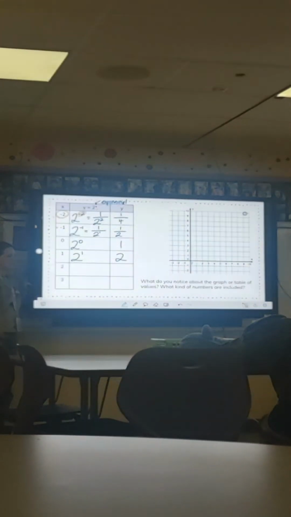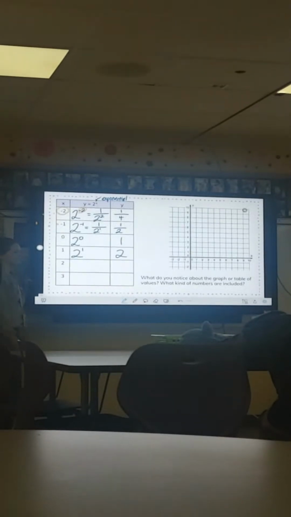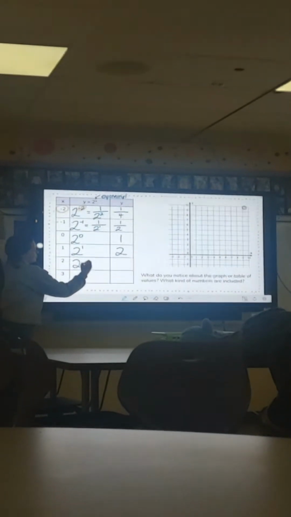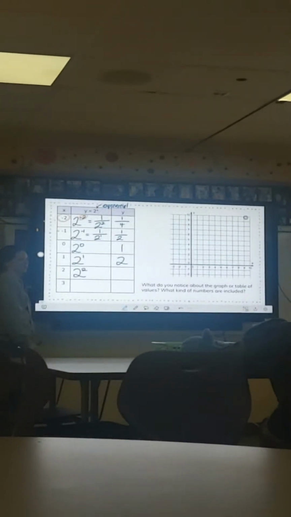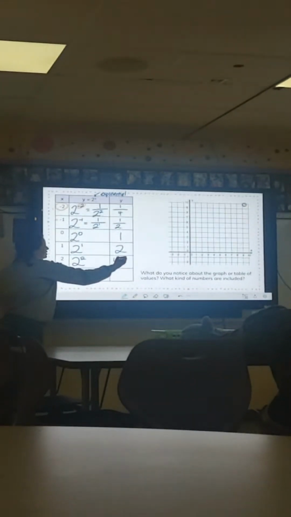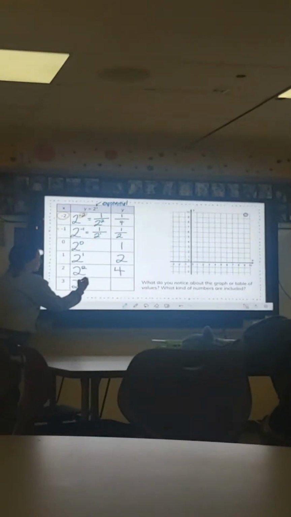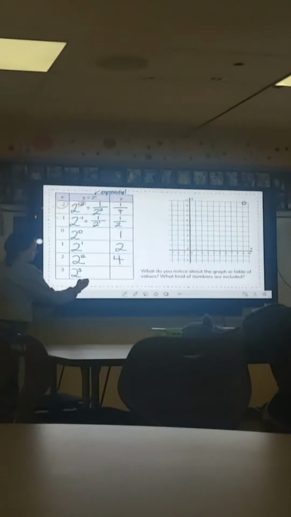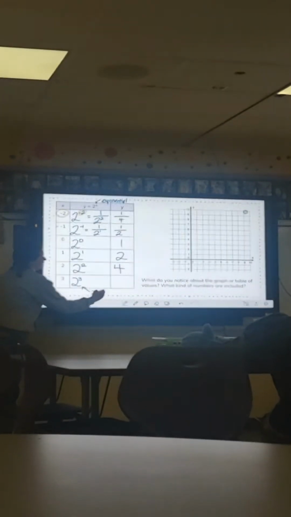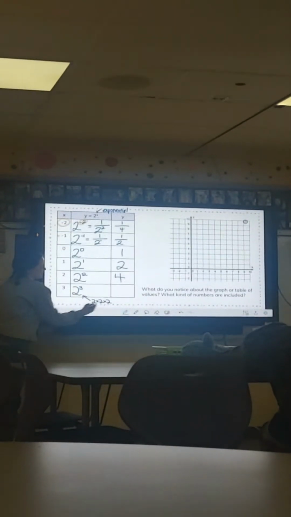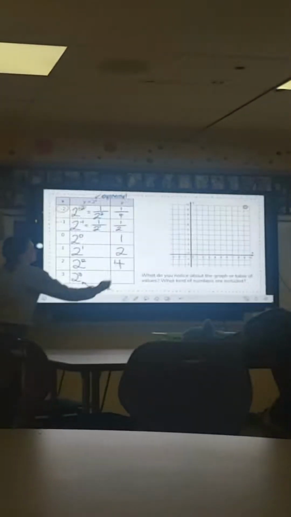What would I do for the next one? 2 to the power of 2, 2 squared, and then we put 4. Then it's 2 to the power of 3. What's that asking? 2 times 3? No, 3 times 2. It's the same thing as 2 times 2 times 2, which would be 8.